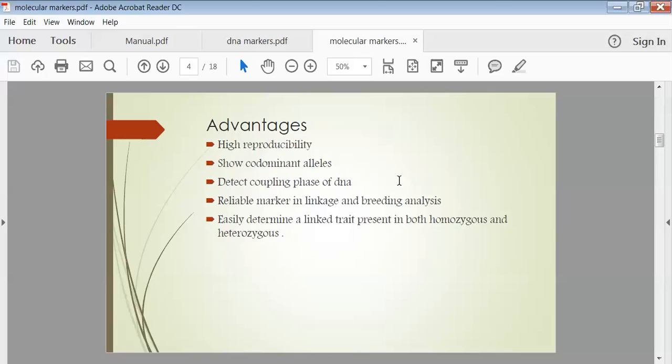Okay, and coupling is also the joining of another DNA sequence, or coupling phase of DNA. In breeding it is also very important. In crop breeding, RFLP analysis is done for marker assisted breeding or marker assisted selection, and it easily determines the linked trait present in both homozygous and heterozygous forms, which is very important in terms of breeding. Okay, so I hope you have enjoyed this RFLP technique. We will later discuss the next molecular DNA marker.